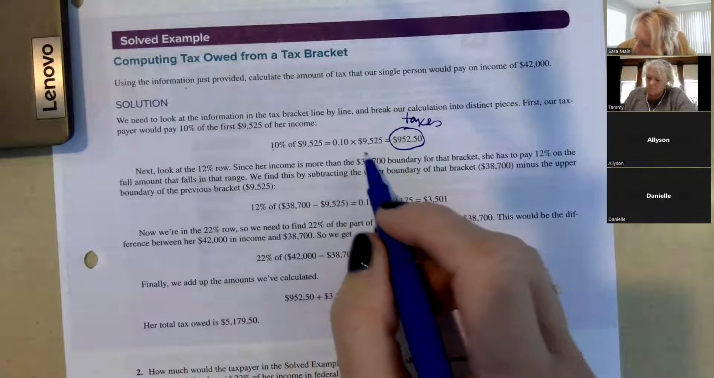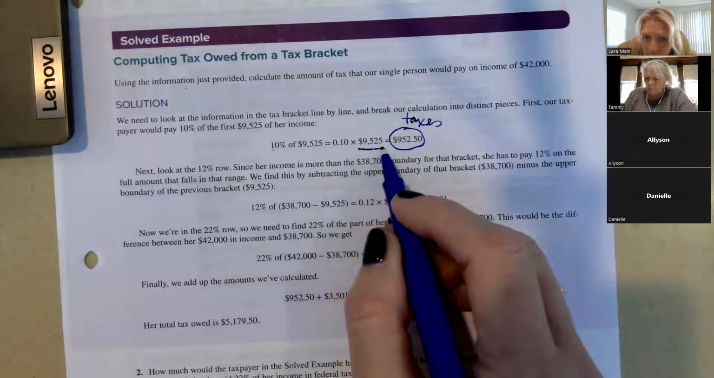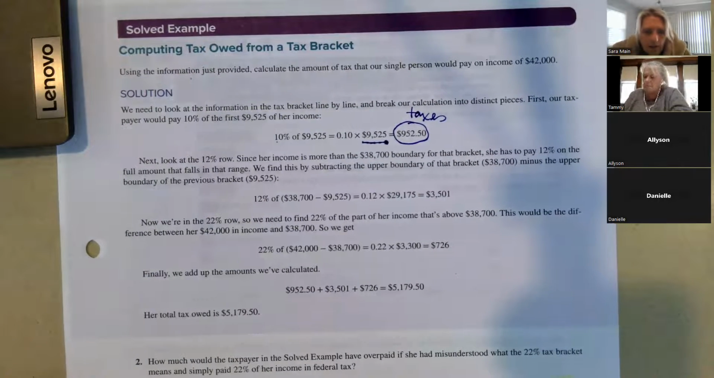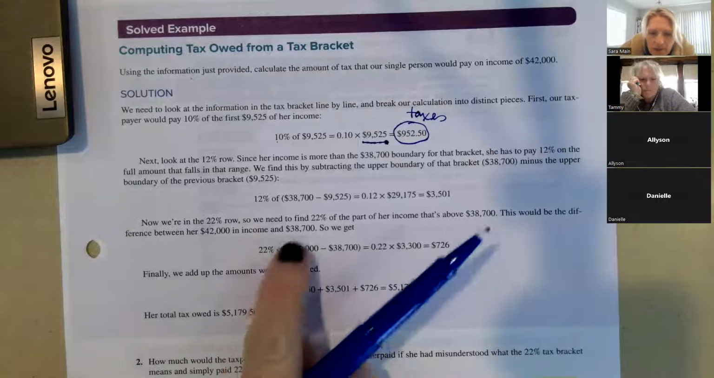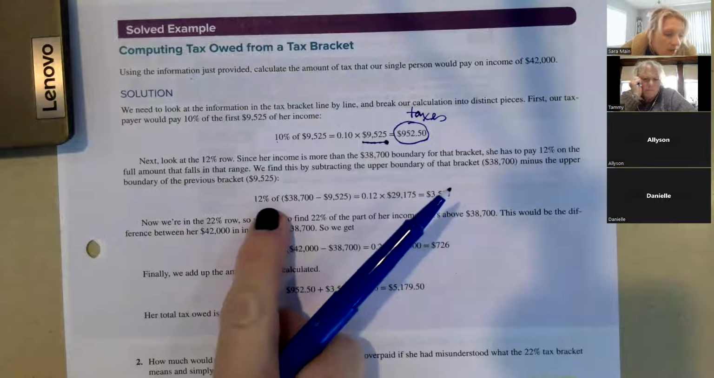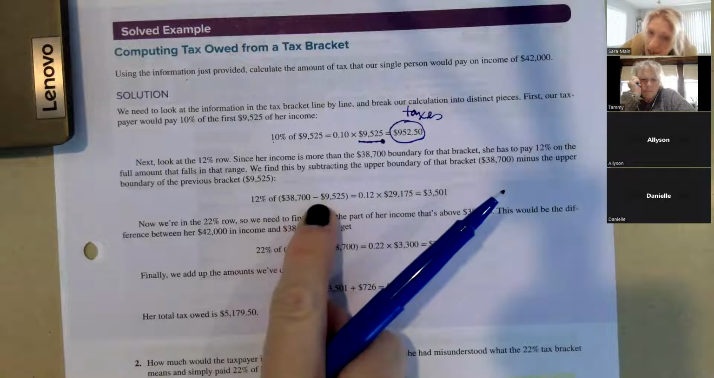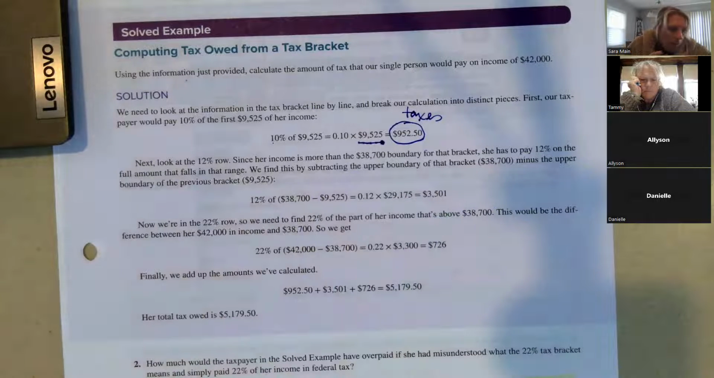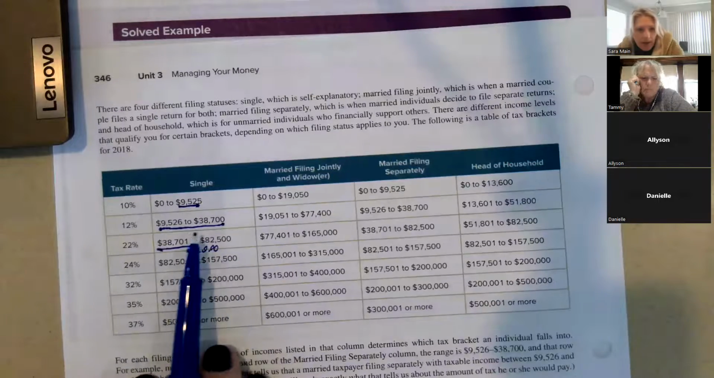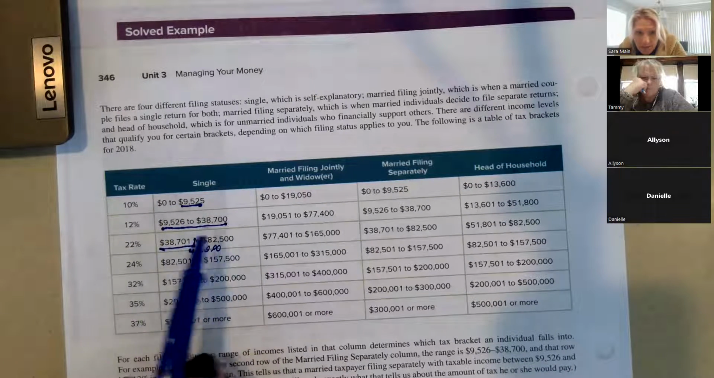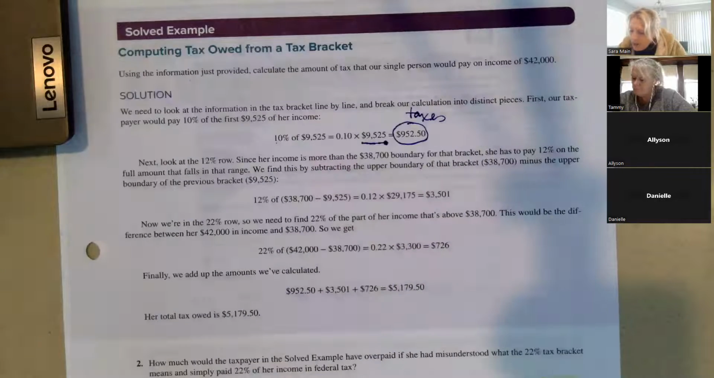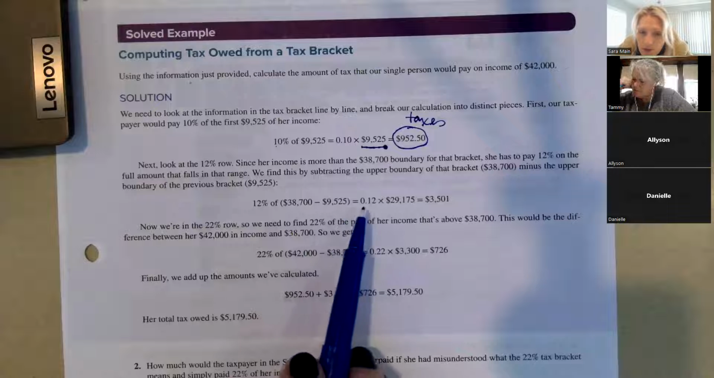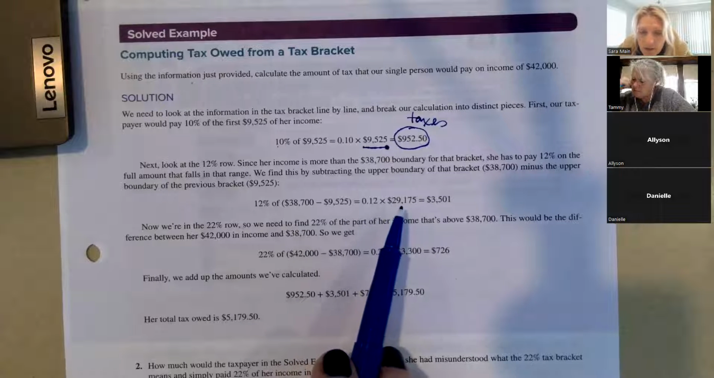And then I'm going to underline, this is how much of her income is in that category, 9,525. Then, because we fell into the third category, it means that she's going to pay 12% of all the money that falls into the second category. She can find out how much that is by taking the top of the second category, 38,700, and subtracting the top of the previous, not the top to bottom, but the top to top. So 38,700 minus the 9,525 means that we're paying 0.12 times the 29,175.